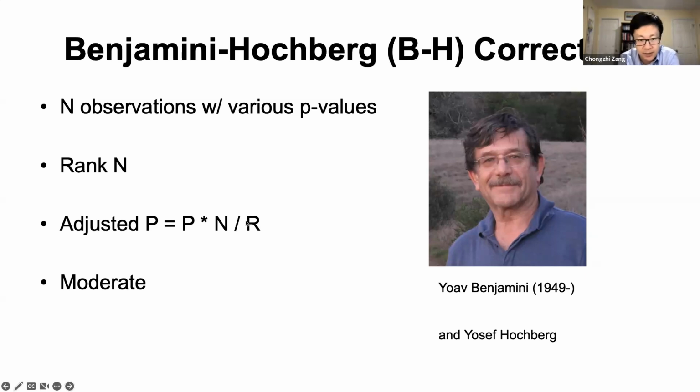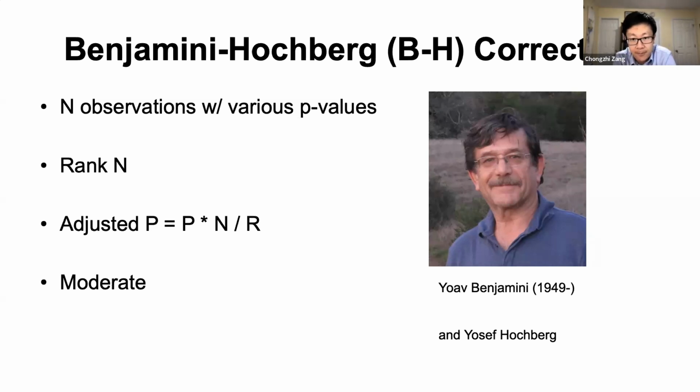This is just the general idea, and the detailed calculation might be slightly different, because before and after this adjustment, they also need to guarantee that the rank will not change. So the adjusted p-value and the original p-value will still have the same rank. That's the more common way of doing multiple testing correction, the Benjamini-Hochberg correction.